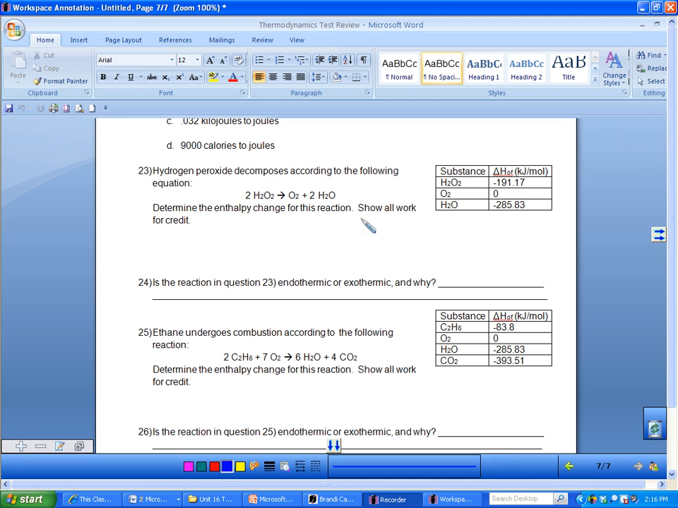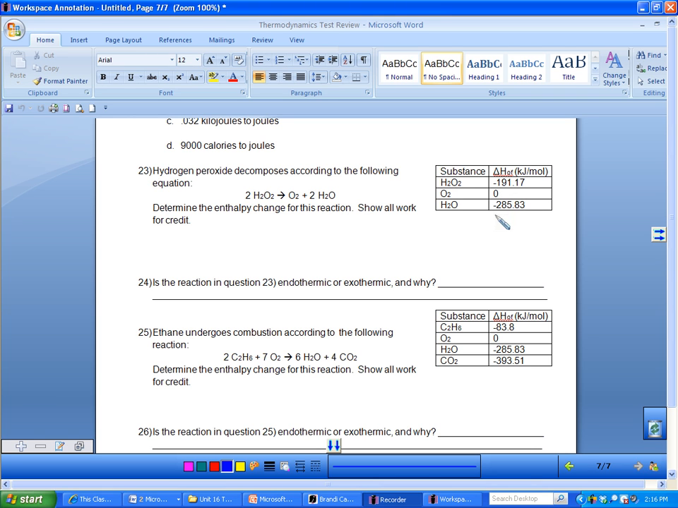Okay, so the last one is the heat of a reaction. So I have 2 moles of hydrogen peroxide, and it decomposes or breaks down into oxygen, 1 mole, and 2 moles of water. Oxygen just occurs naturally, and it has 0 amount of heat, or delta H, because it's just a free occurring element.